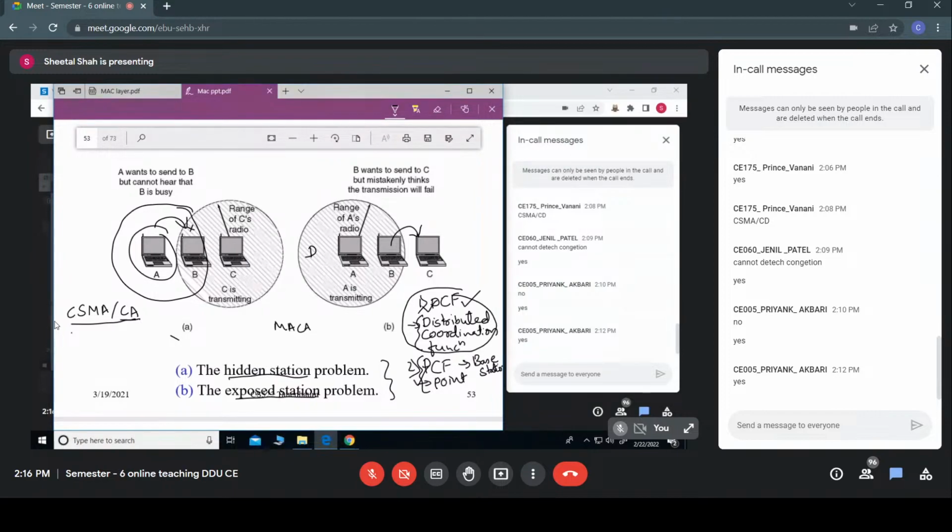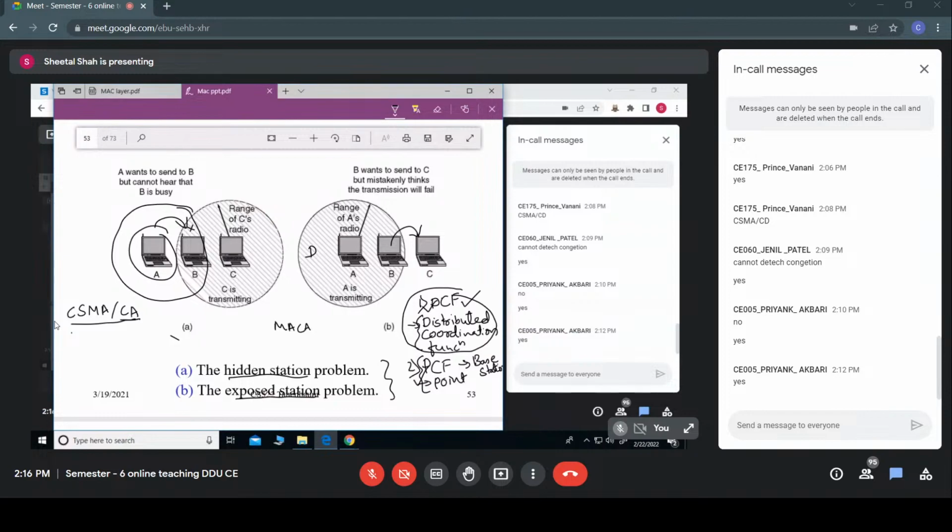So we have studied about the slots. The first time it would wait for one slot, then it would wait for two slots, then four slots, and so on. As the number of collisions increases, the number of slots it has to wait to transmit through the channel should be increased, isn't it? That we have already studied.